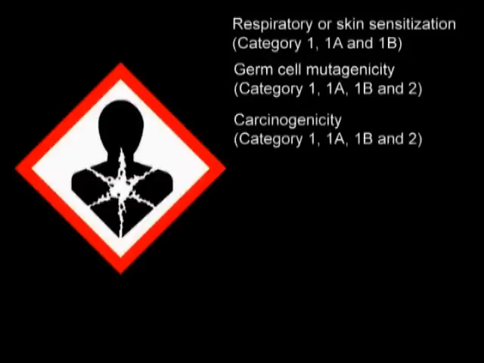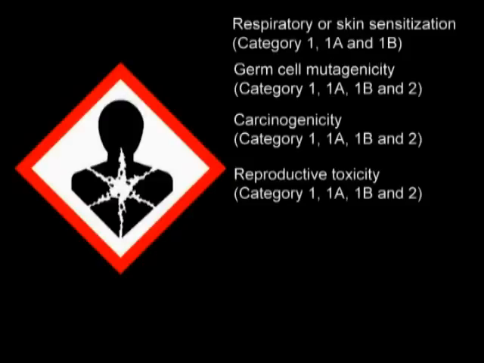Carcinogenicity, Category 1, 1A, 1B, and 2. This hazard class includes products that may cause or are suspected of causing cancer. Reproductive toxicity, Category 1, 1A, 1B, and 2. This hazard class includes products that may damage or are suspected of damaging fertility or the unborn child, baby.